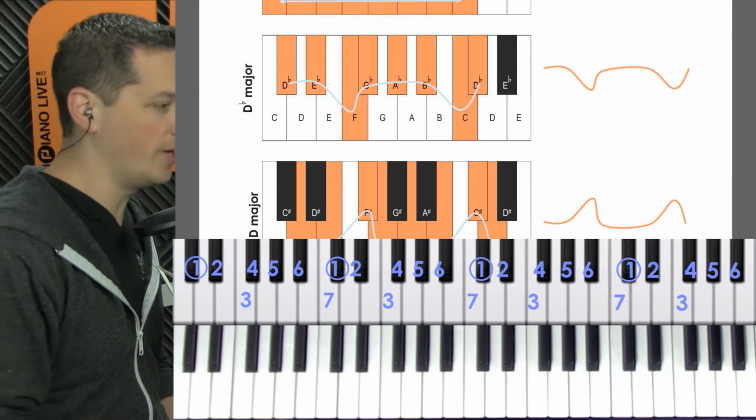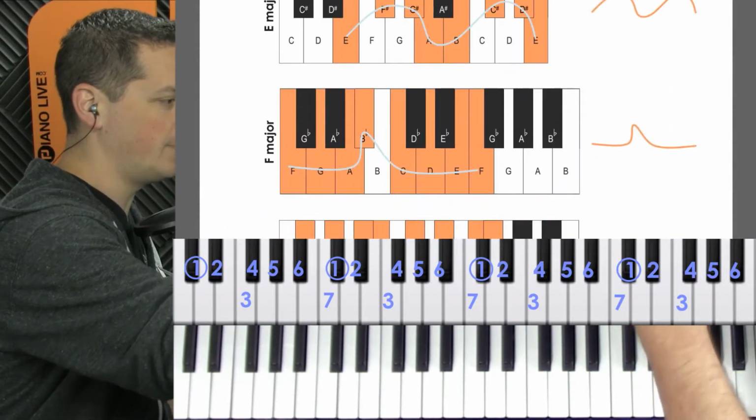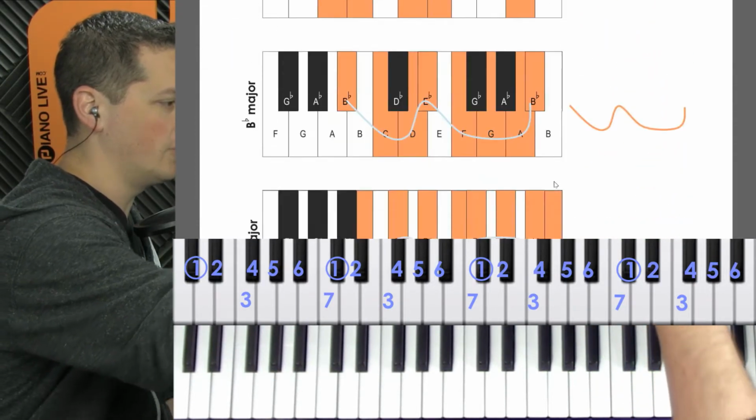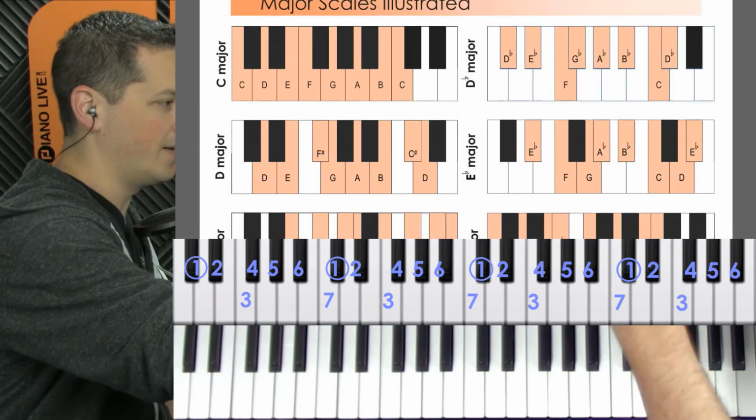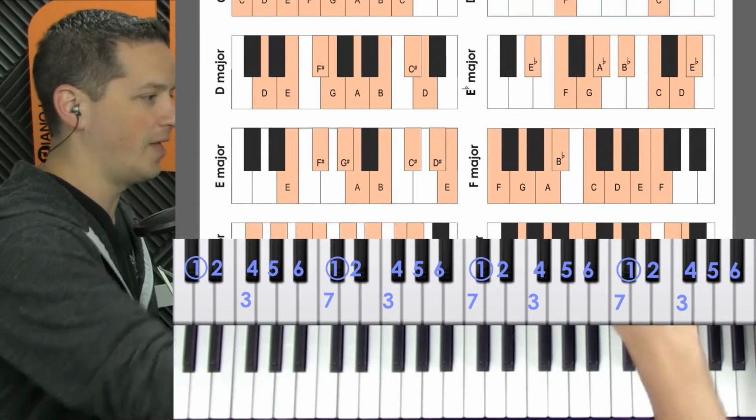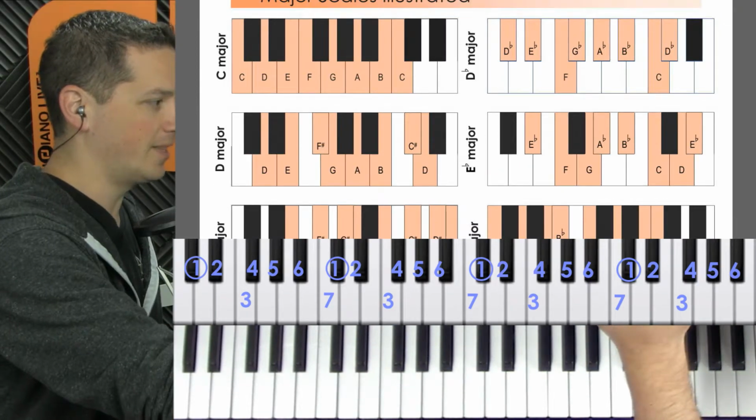Like I said, there are 12 major keys. They each have their own shapes. Hopefully you've got a chart that has all of those on there. If not, then contact us at learnpianolive.com, and we will be able to get that over to you.